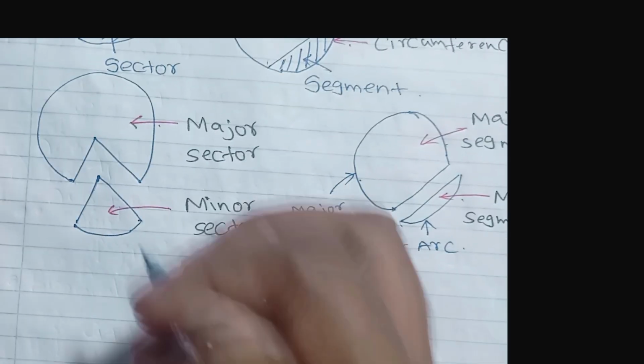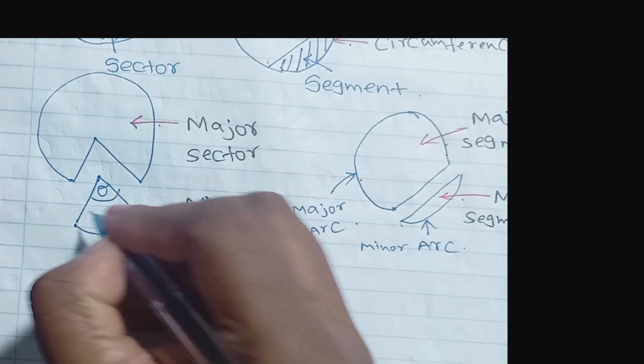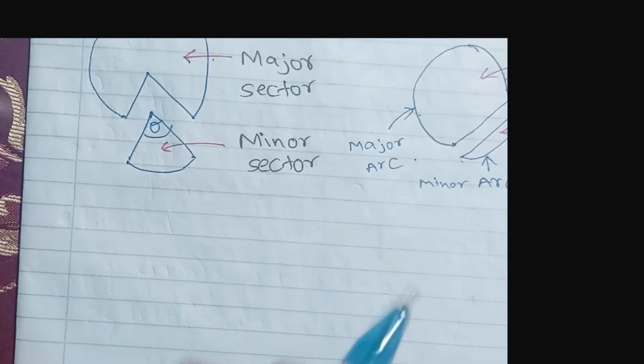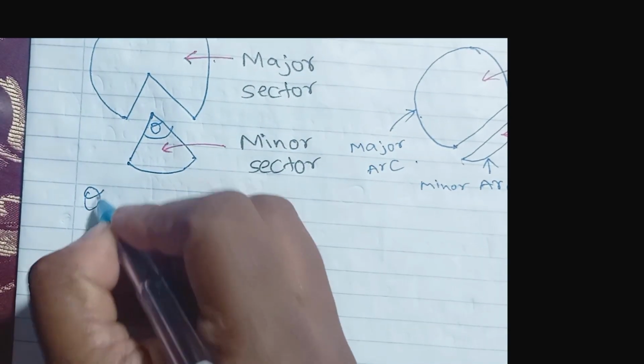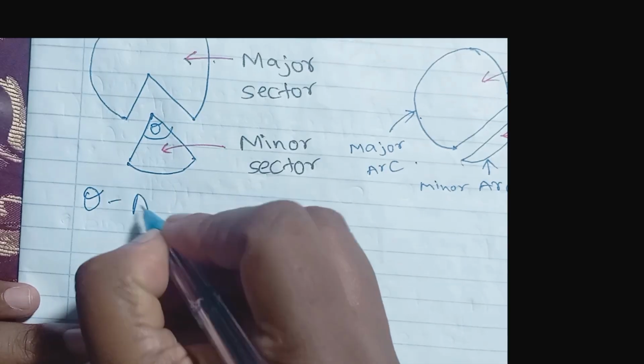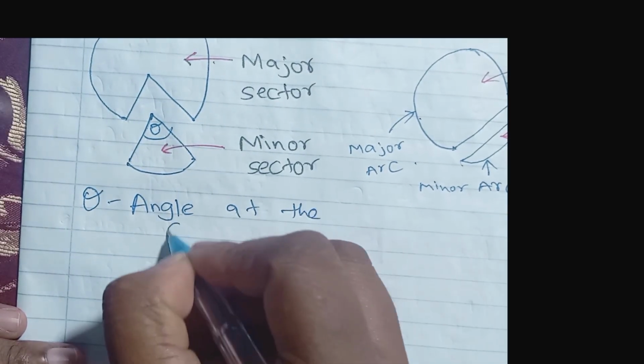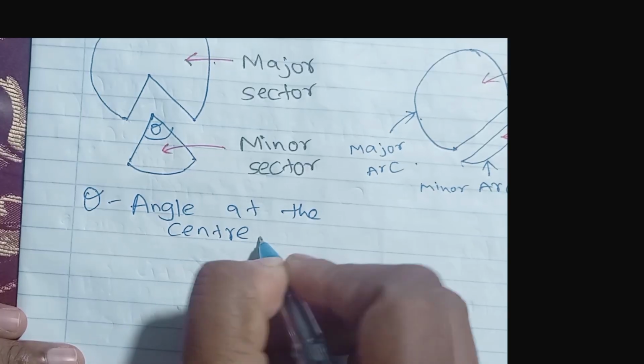And also we can study this one, the angle in between in the sector, right? In the sector, the angle in between two radii is called what? Angle at the center. Angle at the center. So we can write it down like here. Okay.